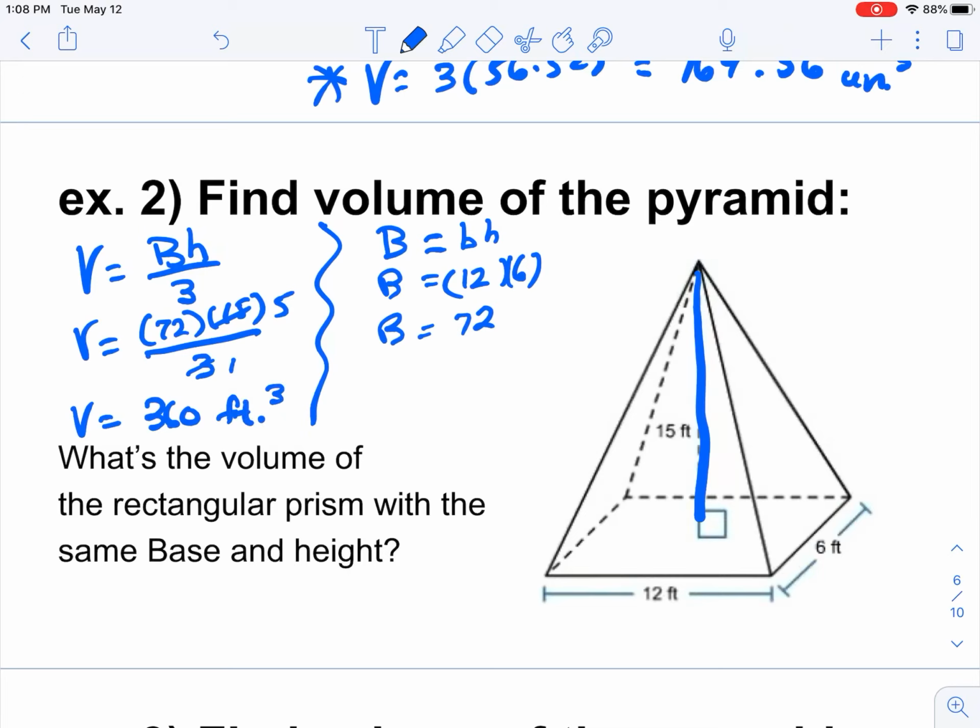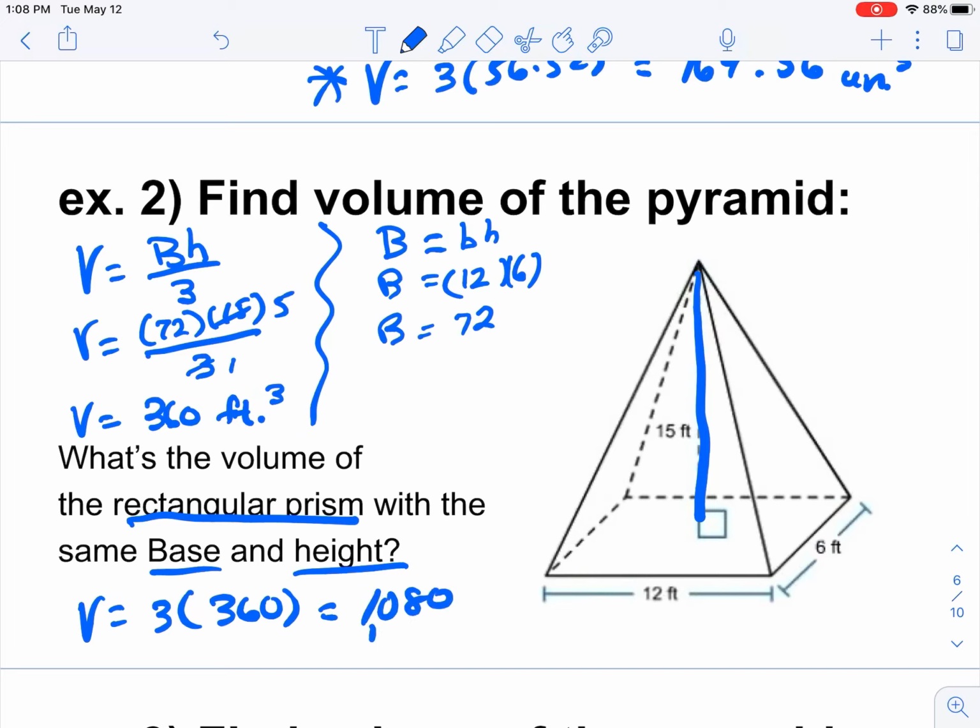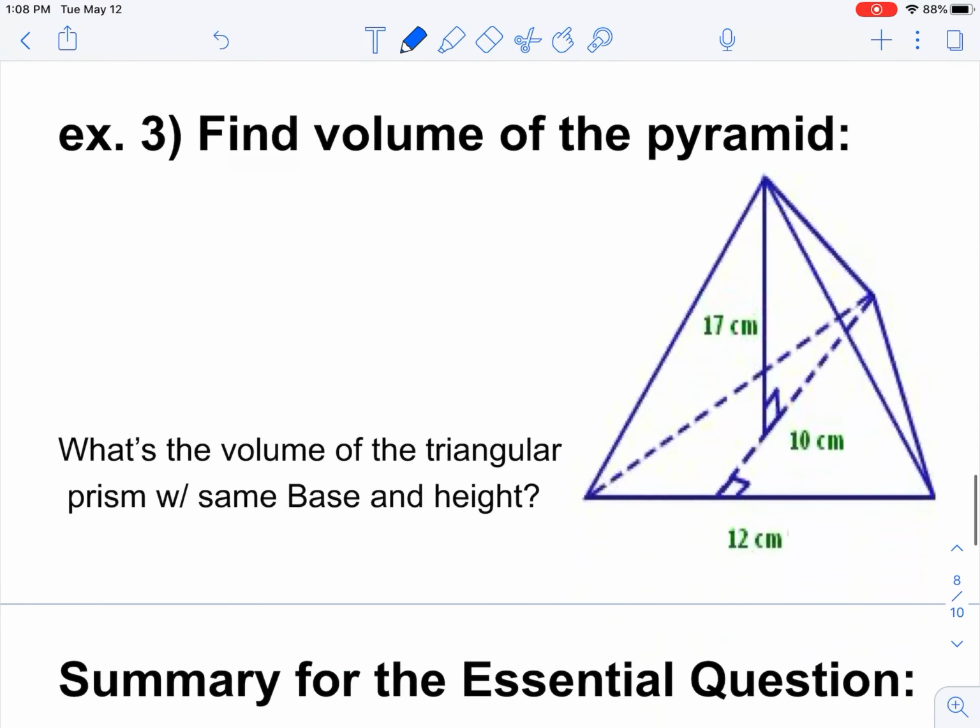feet. Well, what about if you had a rectangular prism with the same base and height? Wouldn't that just be 3 times as much? So let's just do 3 times 360. So times 3, and that gives us 1,080, and that's cubic feet.